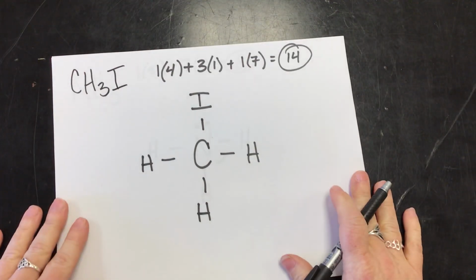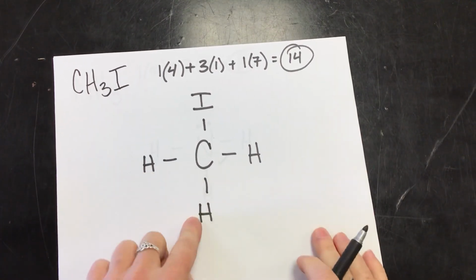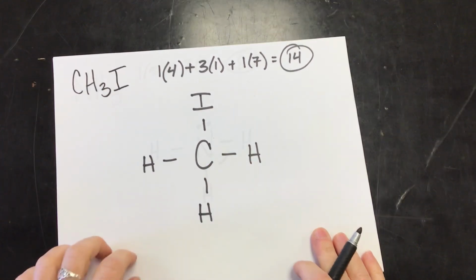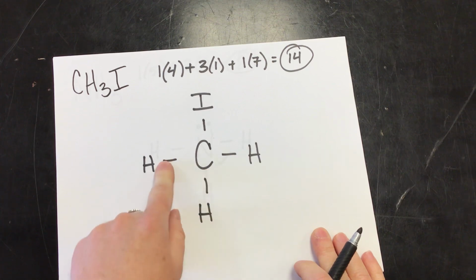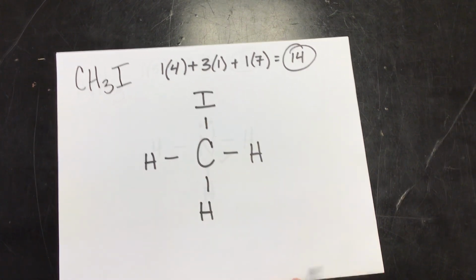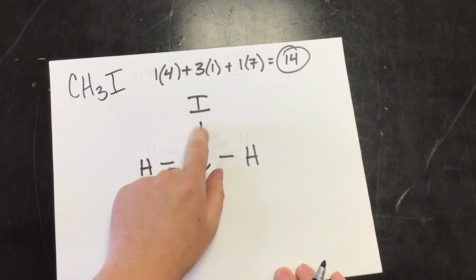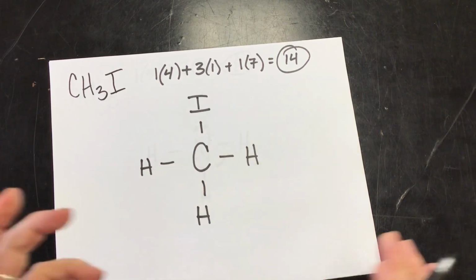So if we take a look at our structure right now, these hydrogens are happy. They each have 2 electrons going to them. This carbon is happy. It has 2, 4, 6, 8 electrons going to it. So we have this lovely little iodine here. This iodine only has 2 electrons, but it needs 8.